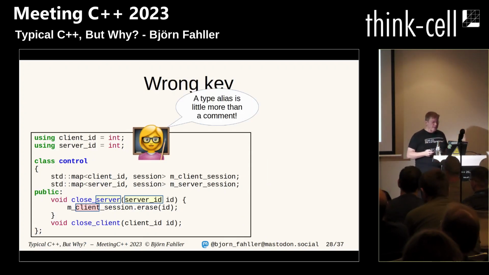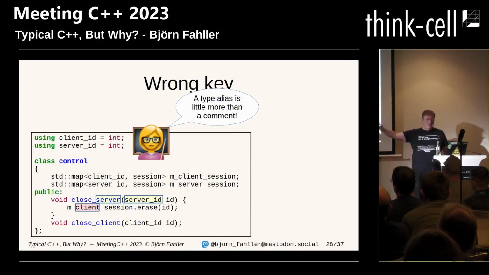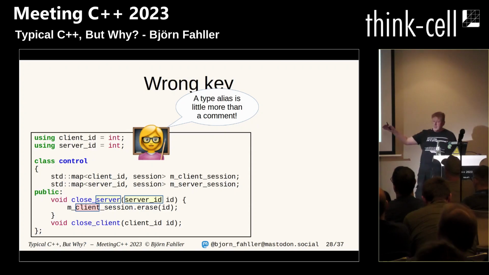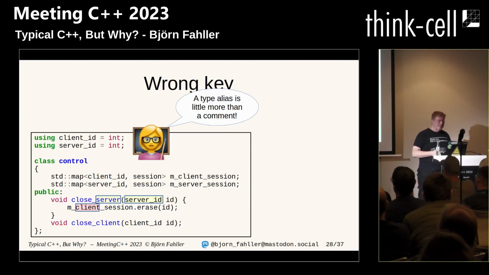Well, to begin with, the root of the problem here is that we use type aliases for client ID and server ID. For all practical purposes, these are ints. There is essentially a comment that says this int is called client ID. Compilers don't read comments. They don't care. If you give it a file descriptor, if you give it a random number, it will be perfectly fine.